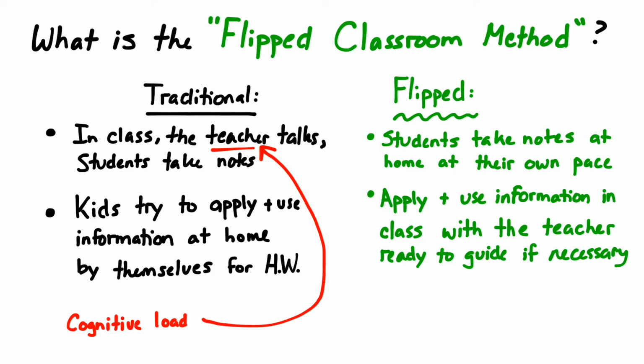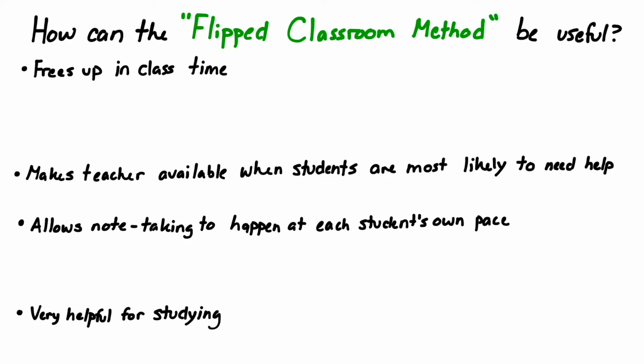With the flipped classroom method, students do the more passive work of note-taking at home for homework, often by watching something like a screencast. Then they come to class and they are challenged to apply and to use the information with the teacher ready to guide them if necessary. When the students use this class time actively rather than passively, it puts the cognitive load on the students rather than on the teacher.